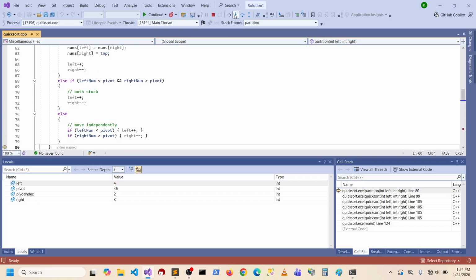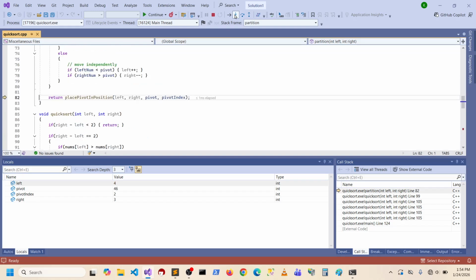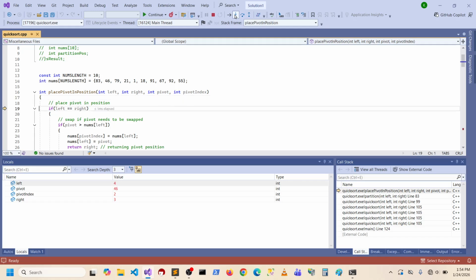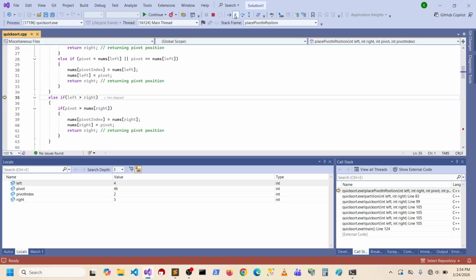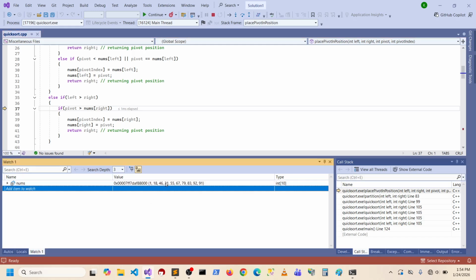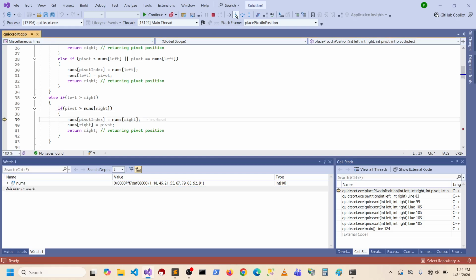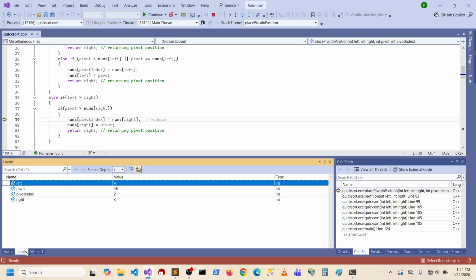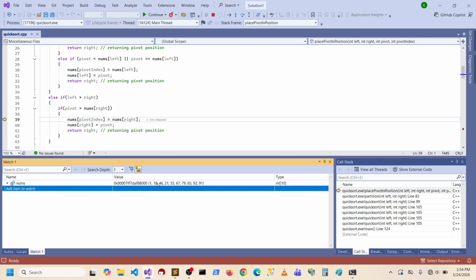Another left is greater than right. So place pivot. Pivot is 46. Left is 4. 0, 1, 2, 3, 4. So pivot is less. Oh, num's right. Greater than num's right, which was 3. Yeah, so those switch.